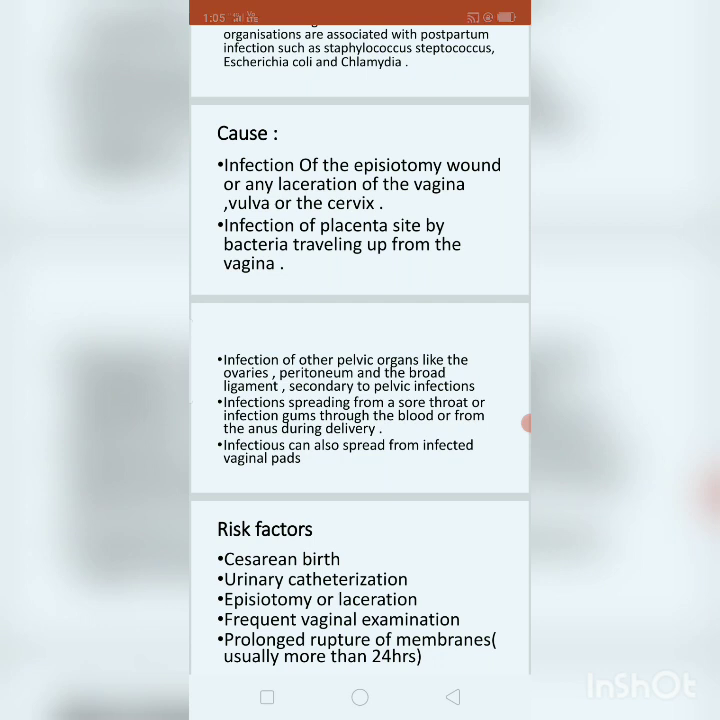Another cause is that the infection can also spread from an infected vaginal pad. An infected vaginal pad can cause postpartum infection. So a clean, sterile vaginal pad should be used instead of a homemade cloth pad to avoid postpartum infection.